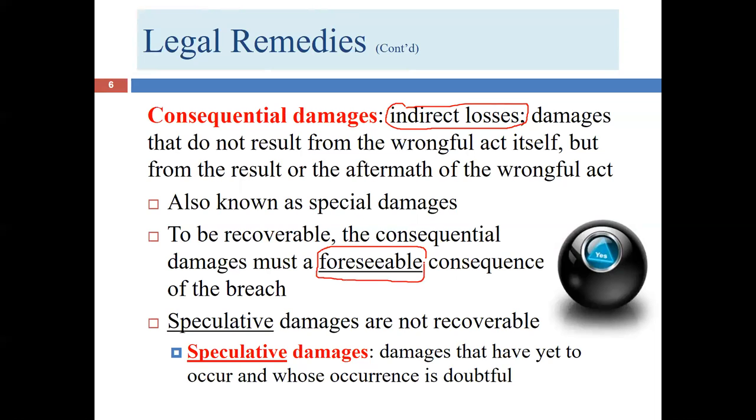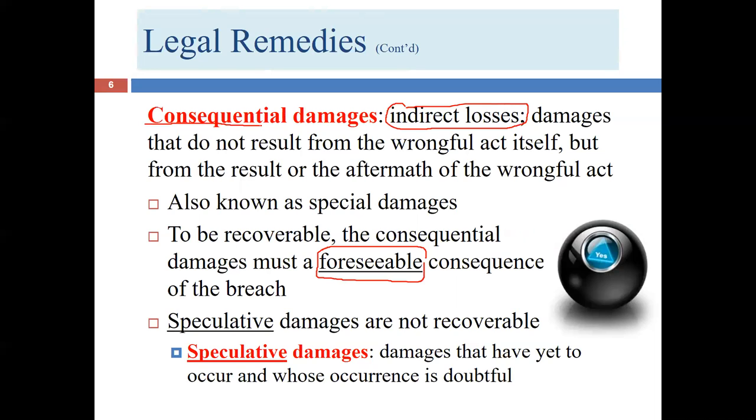You can see in the word consequential the beginning of the word consequence. What is a consequence? We all know what a consequence is. It's what happens as a result of if A, then B. If it snows, the roads are going to be icy. That's a consequence of the snow. In order to have consequential damages, there has to be a foreseeability factor. There has to be a logical connection.